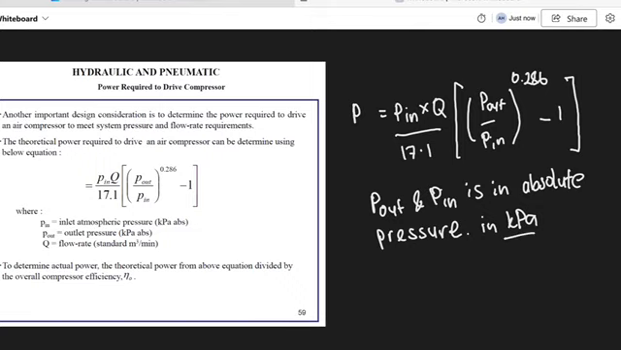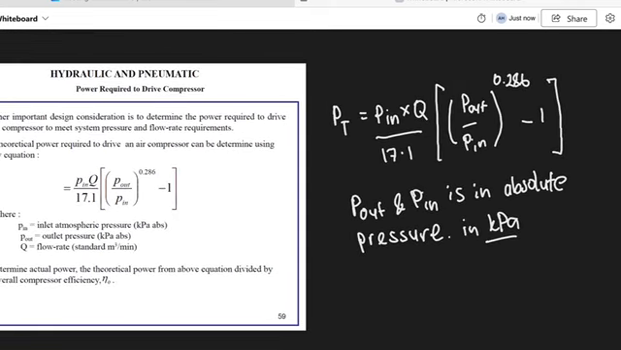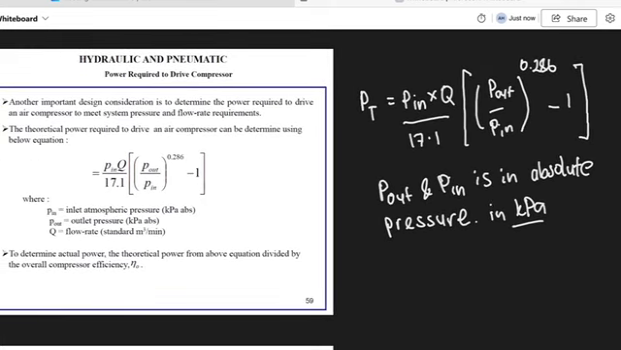To determine the actual power, this is the theoretical power, and the actual power, P actual, is equal to P theoretical divided by the overall efficiency.